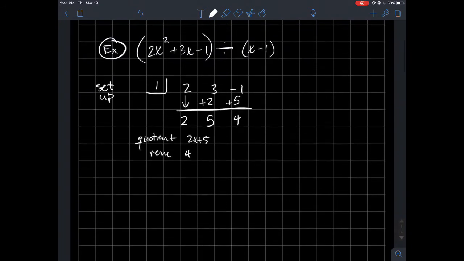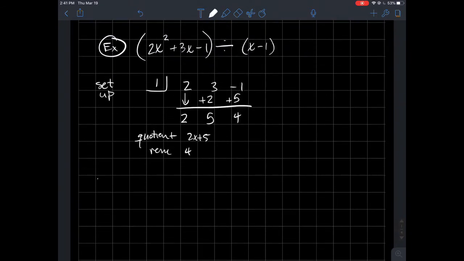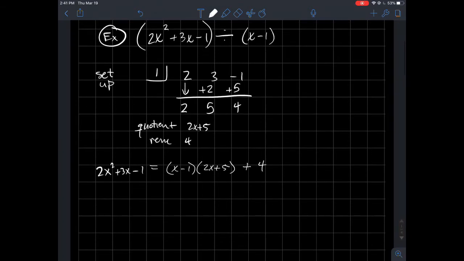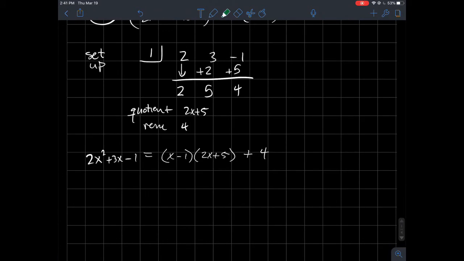And I want to remind you, what's another way that I can write this? I can write this as 2x squared plus 3x minus 1, the big polynomial. What did I divide? That's equal to, well, what did I divide by? The divisor, goodness, lots of D words. x minus 1 times your quotient, 2x plus 5, plus the remainder of 4. Now, how do I want to look at this? I'm trying to say that this polynomial on the left almost factors like this, but I'm off by a little bit. I'm off by 4.